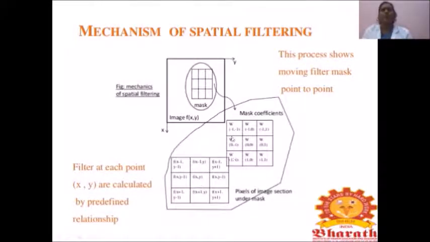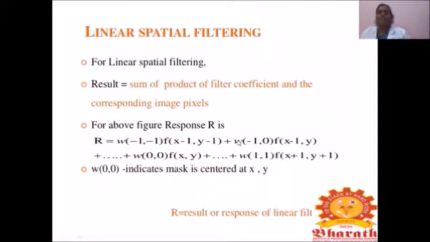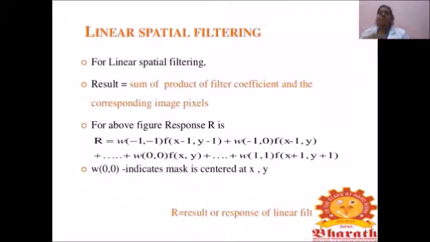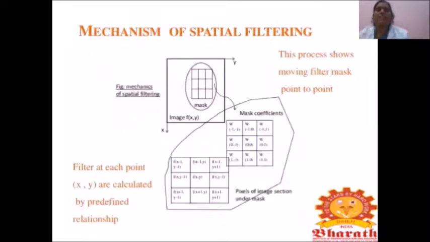This process is performed by replacing the center pixel. Once it is completed for f of x comma y, the mask is moved to the next pixel, and we perform the same operation again. Then again move to the following pixel and perform the same operations. This process is repeated continuously until all the pixels in the image are completed.